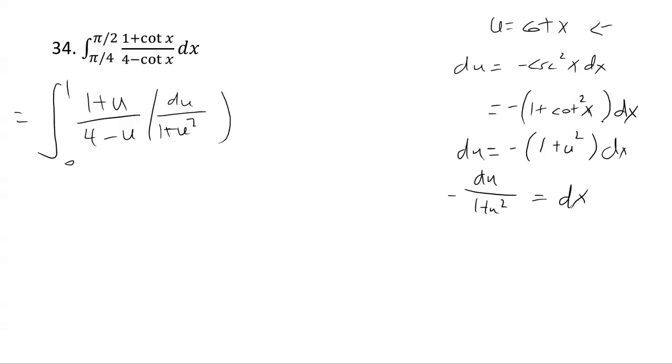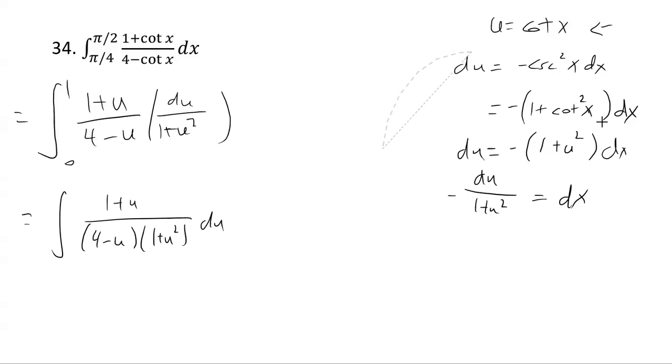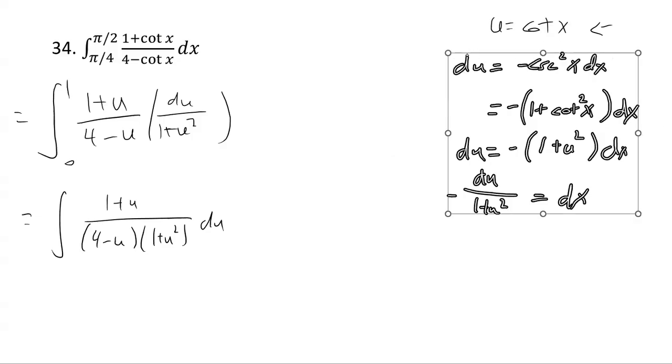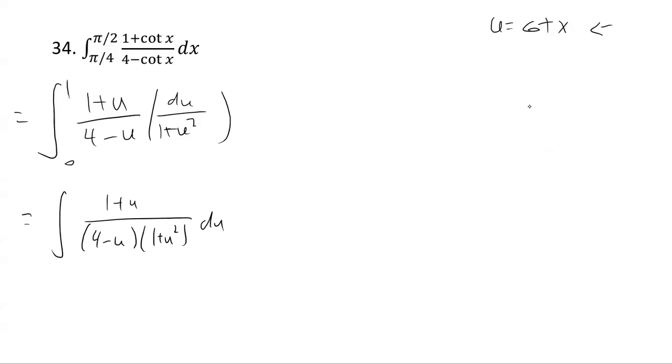Okay, so now we have this. Let me write it a little differently: 1 plus u over 4 minus u times 1 plus u squared. This we know the technique for. It's a rational function, so partial fraction decomposition we can do. There is a nonlinear term, so it's not going to be that nice, but let's persevere. I said this one was going to be a little more challenging. I don't need a back substitution because it's a definite integral, so I can get rid of my definition of u. That's a benefit of changing the limits.